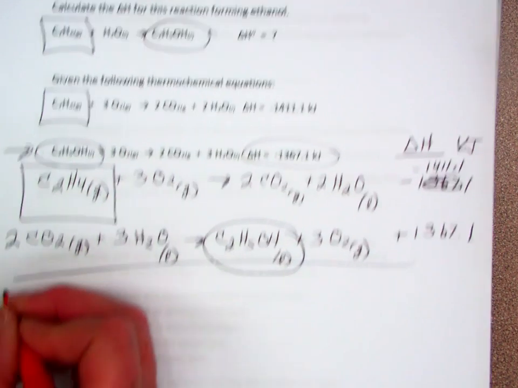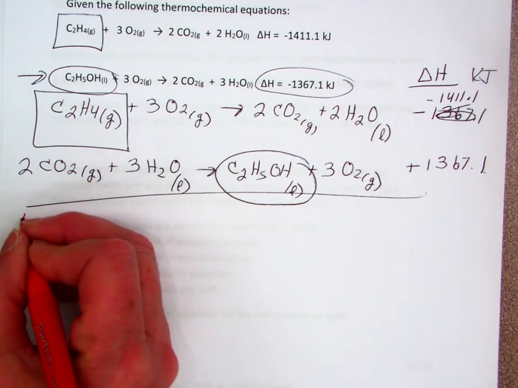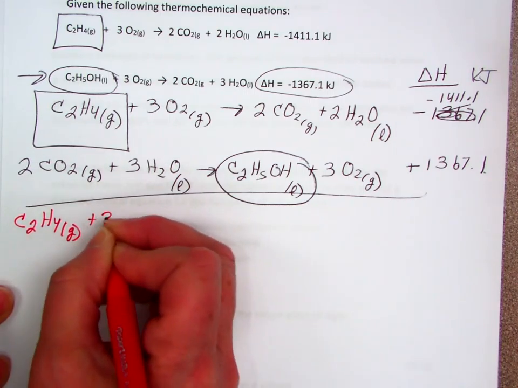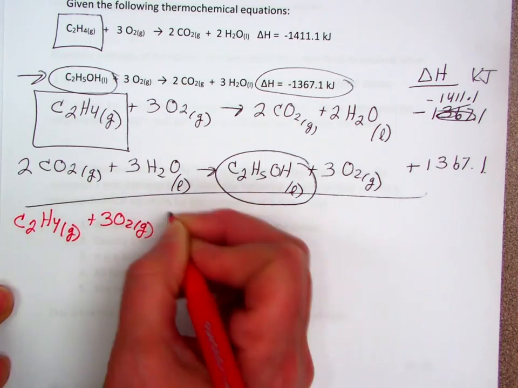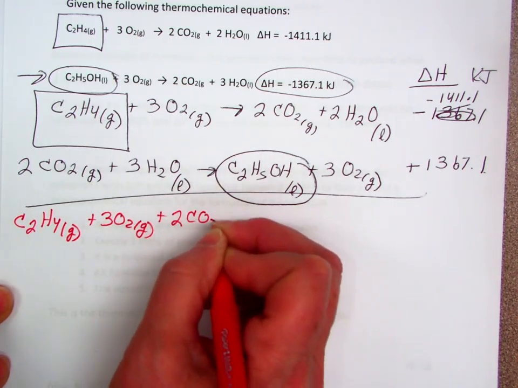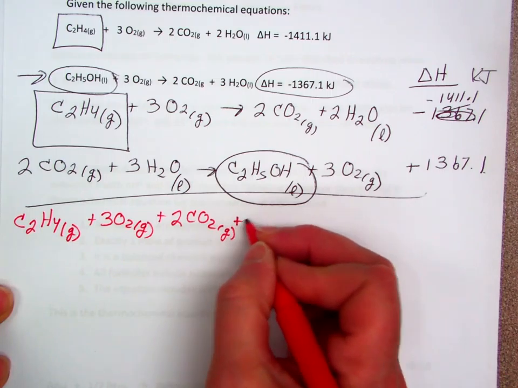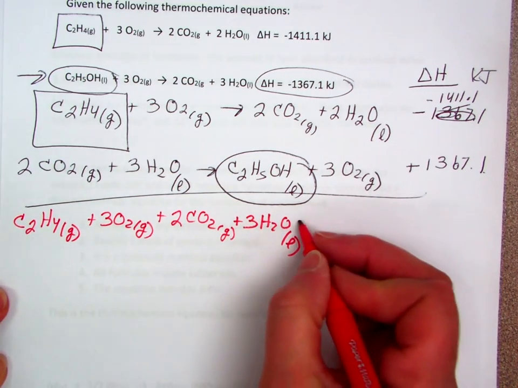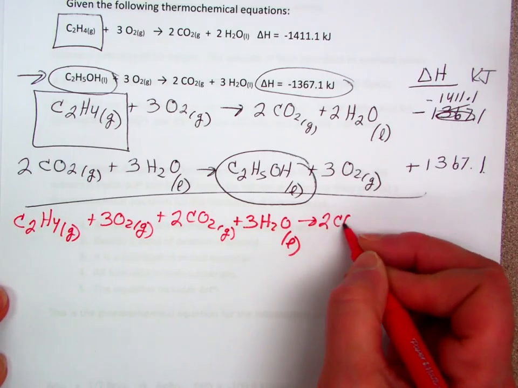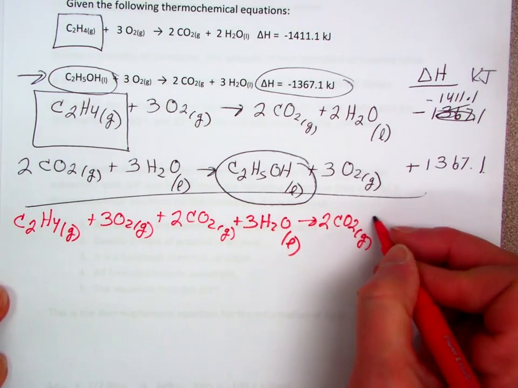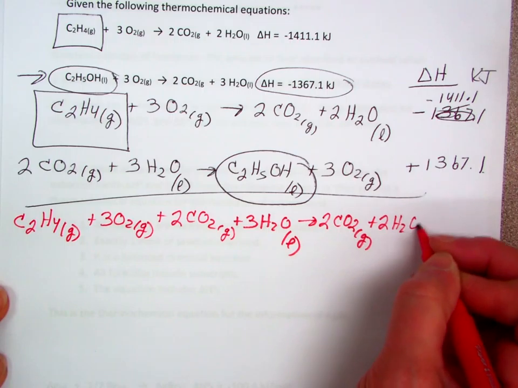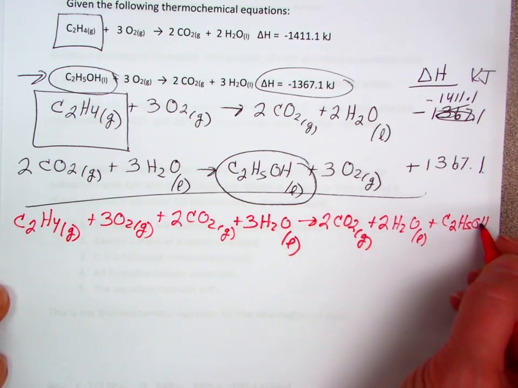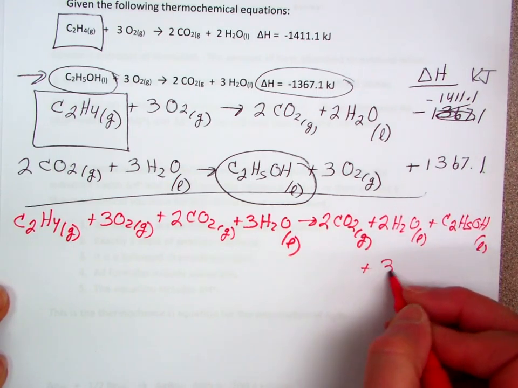When I add this together, I get ethene gas plus 3 O2 gas plus 2 CO2 gas plus 3 water liquid. Those are my reactants. And that yields 2 carbon dioxide gas plus 2 water liquid plus ethanol liquid plus 3 oxygen gas.